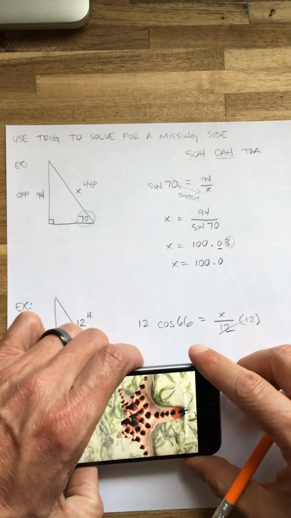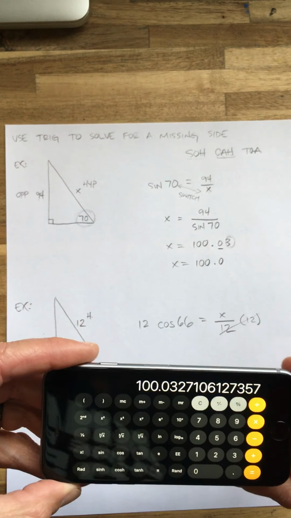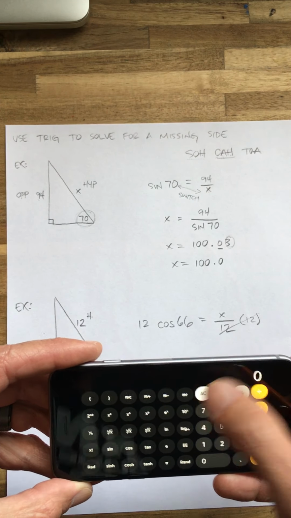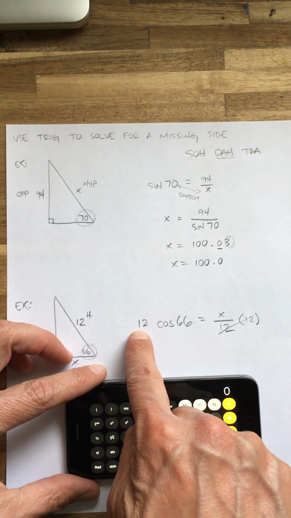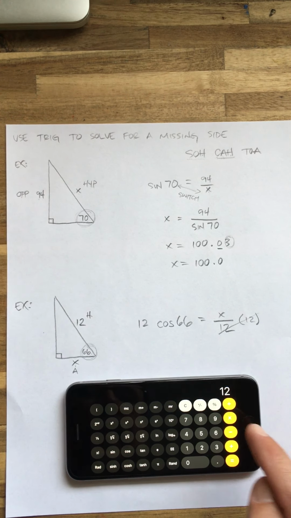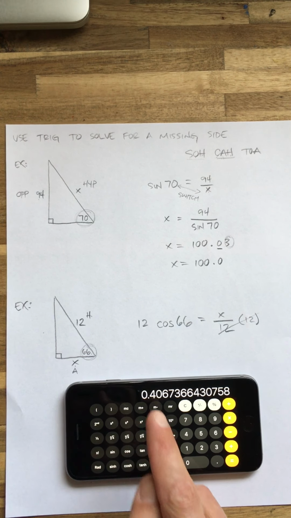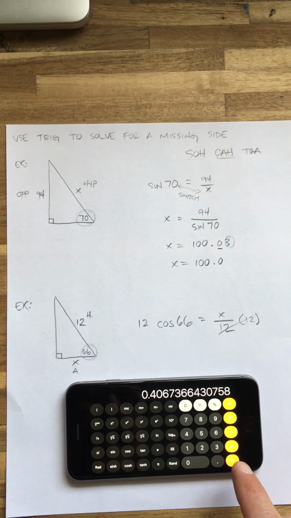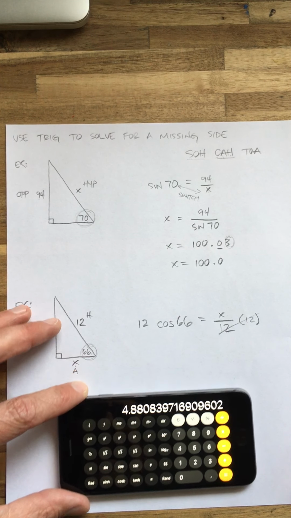All right, so here we go. Let me turn this on. Get my calculator again. I'm going to press clear. So I'm going 12, times the cosine of 66. On my phone, I have to push 66 first and then hit the cosine button. Now hit equals, and there you go. You get x equals 4.88.